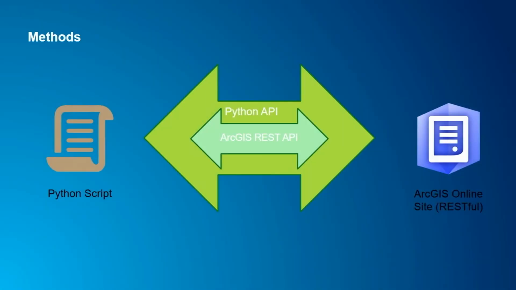So we're going to talk about really the REST API and the Python API. The Python API is a wrapper around the REST API. Our REST API is how our applications communicate with the server of ArcGIS Online or ArcGIS Enterprise. So you can either create your own tools directly contacting the REST API, or you can use the Python API, which is going to take some of the legwork out of directly communicating with the REST API.